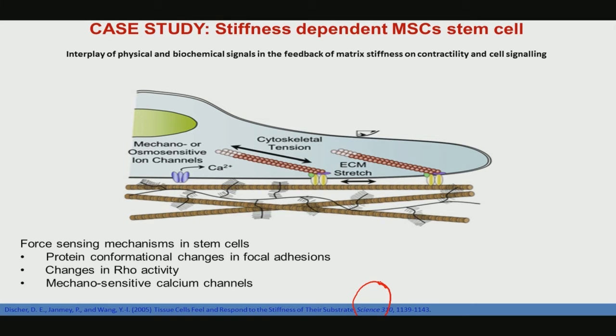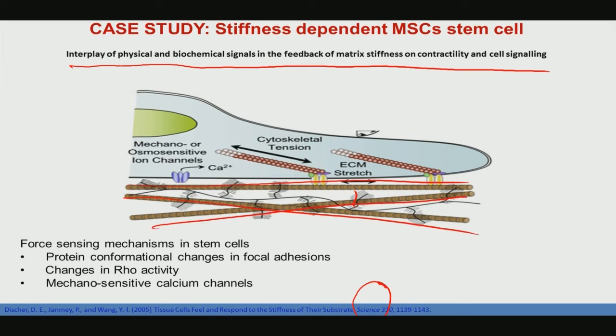Now, here they have investigated the interplay of physical and biochemical signals in the feedback of matrix stiffness on contractility and cell signaling. So, what are the things that they have done? They have used some ECM-like substrate, and then they have used certain coatings, then they have grown stem cells on this substrate. Now, these are some of these voltage gated calcium channels.